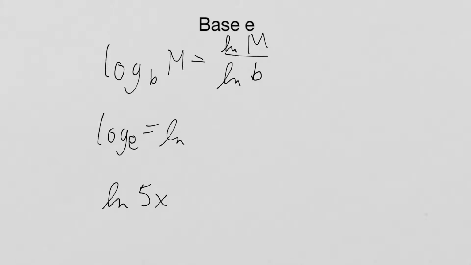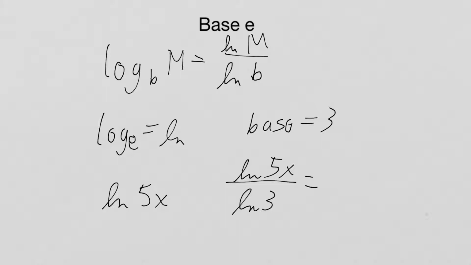And I wanted to change this so that I got a base of 3. Remember, right now my base is e, and I want to get to base 3. So to do that, I would have natural log of 5x divided by, you guessed it, natural log of 3. And what this would produce is log base 3 of 5x. Hopefully that makes sense, and we'll be using that in our homework.